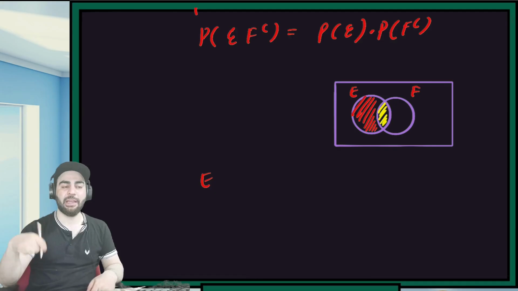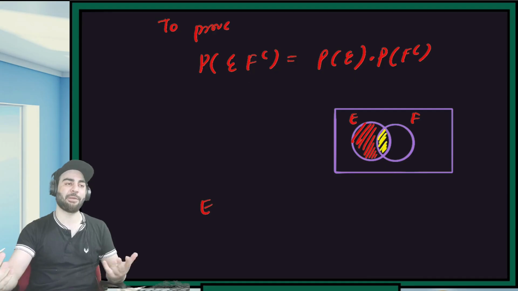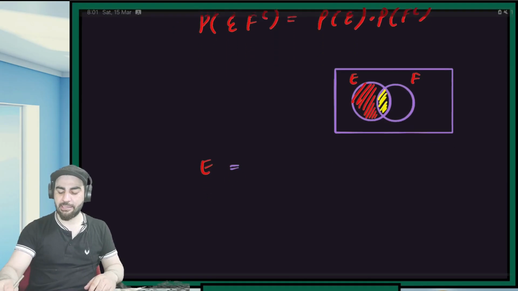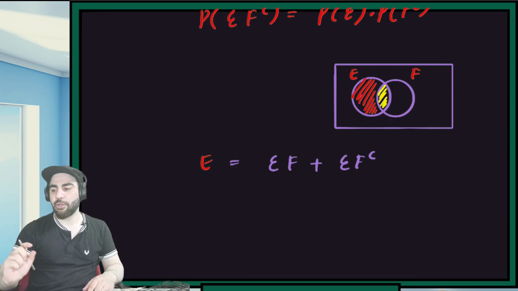I can bring in F complement, because in the thing that I have to prove, there is this F complement. So I'll have to bring this F complement in somehow. So this event E can be written as E intersection F, that means this yellow part, plus E intersection F complement. E intersection F is this portion, and E intersection F complement is this portion.